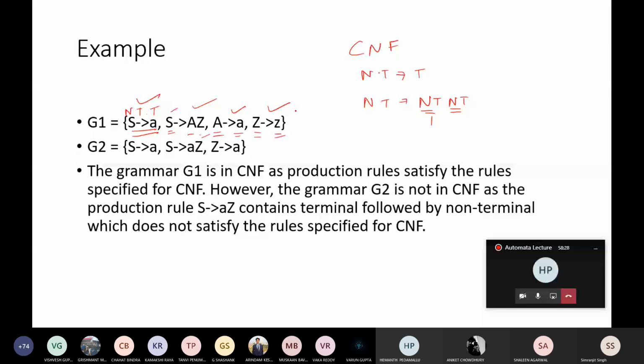Okay, so I can call this G1 in CNF. In a similar way, a non-terminal tending to a terminal, that is also fine. But a non-terminal tending to this thing is not correct, because it will either be one terminal or two non-terminals. So that is not in CNF. And a non-terminal tending to a terminal is fine. So I cannot call this G2. G2 is not in CNF. Keep that in mind: G2 is not in CNF, but G1 is in CNF, because that is the example.